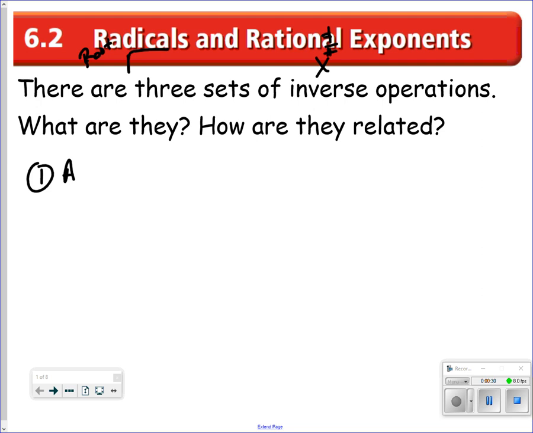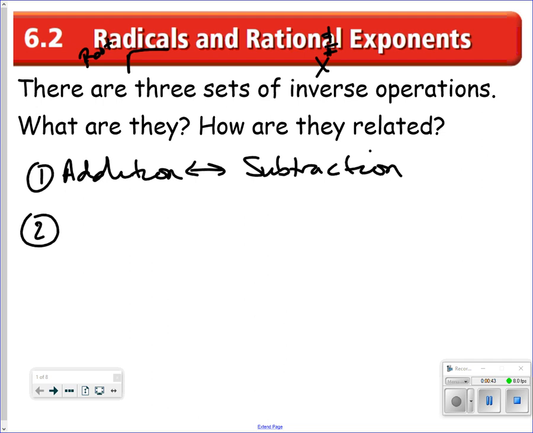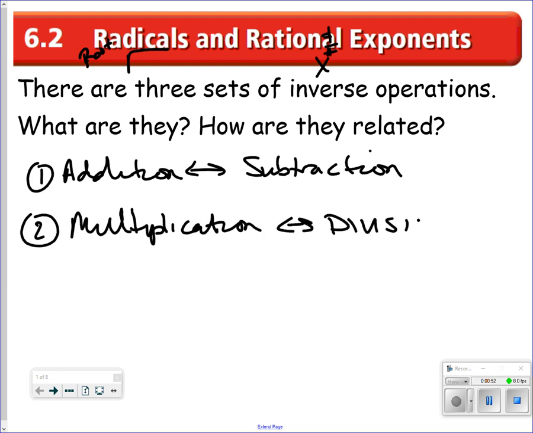The first one, back when you were first starting solving, addition and subtraction are inverses of each other. Next, again, things that you've done back when you were first starting, multiplication and division are inverses of each other. Throughout your entire mathematical career, when you're solving equations, you need inverses. The new one, or the one that you have not necessarily done, is roots and exponents or powers.